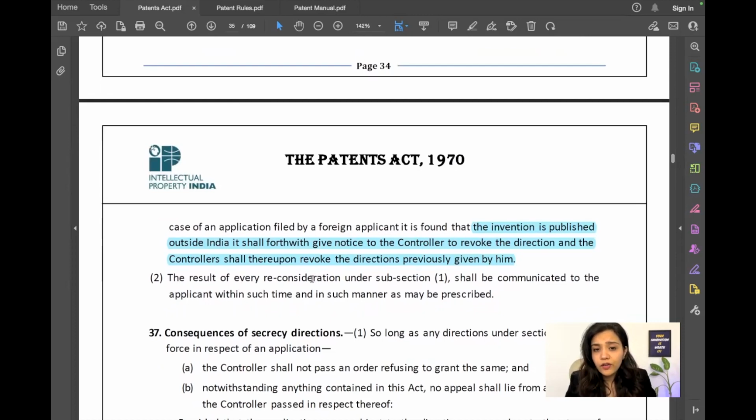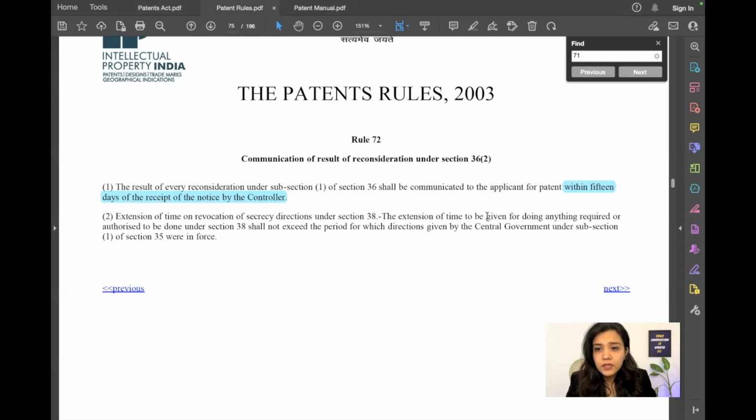Then the result of every reconsideration under subsection 1 shall be communicated to the applicant within such period and in such manner as may be prescribed. And what is that period? This period is 15 days. So the result of every reconsideration under subsection 1 of section 36 shall be communicated to the applicant for a patent within 15 days of receipt of notice by the controller. So this time period is 15 days.